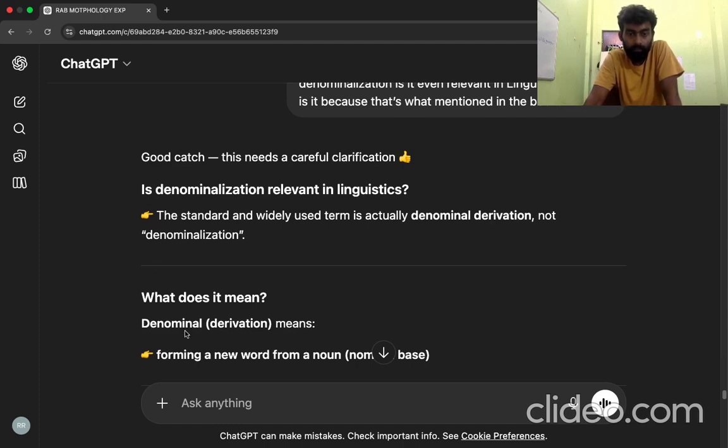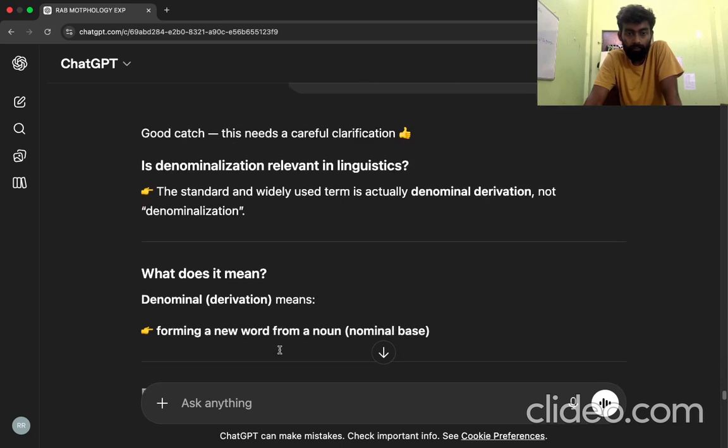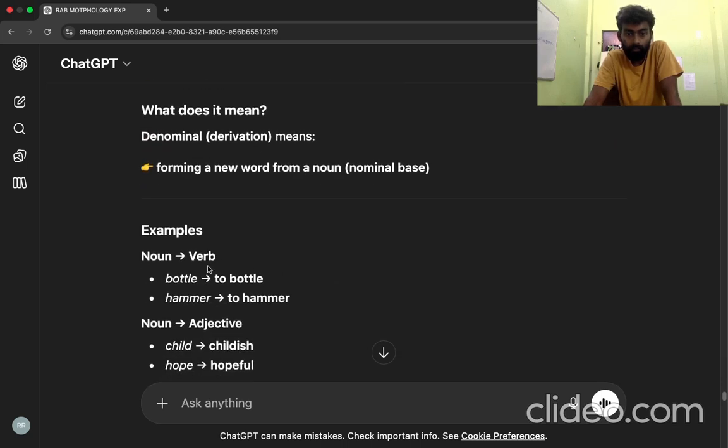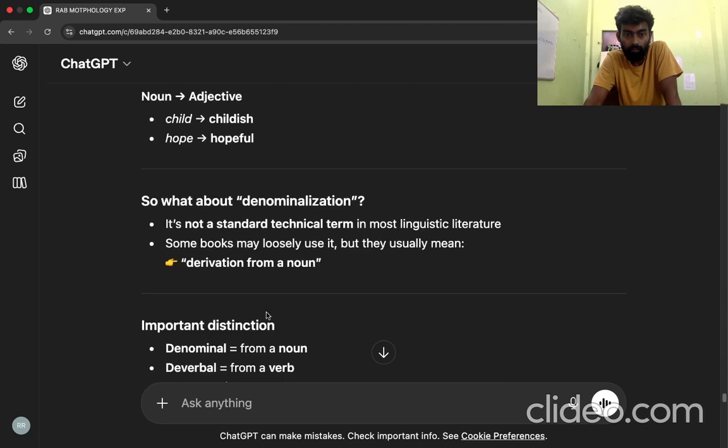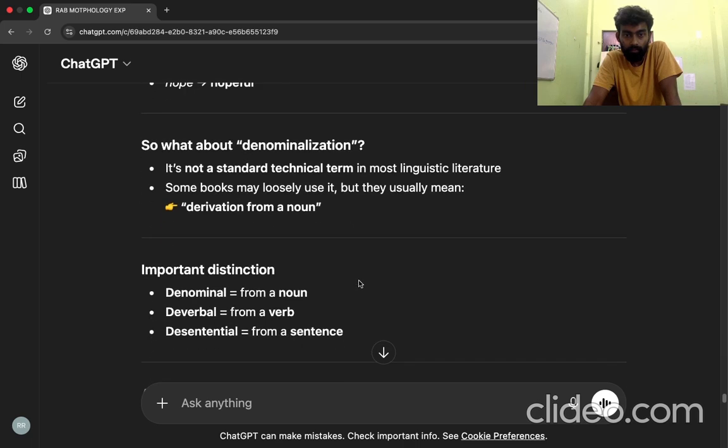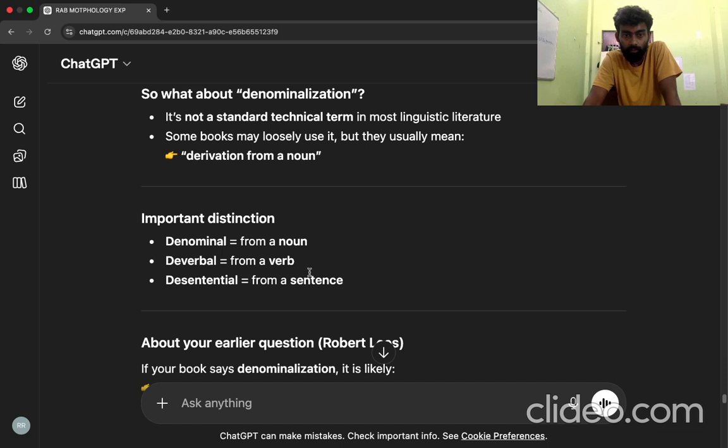What does it mean? Denominal derivation means forming a new word from a noun, a nominal base. Examples: noun to verb, bottle to bottle, hammer to hammer; noun to adjective, child, childish; hope, hopeful. So what about denominalization? It's not a standard technical term in most linguistic literature. Some books may loosely use it, but they usually mean derivation from a noun. Important distinction: denominal equals from a noun, deverbal equals from a verb, desentential equals from a sentence.